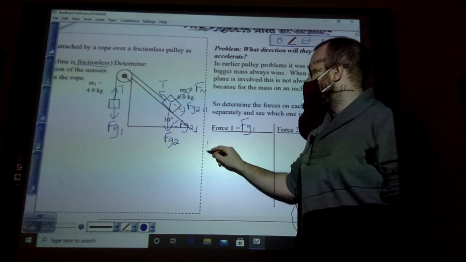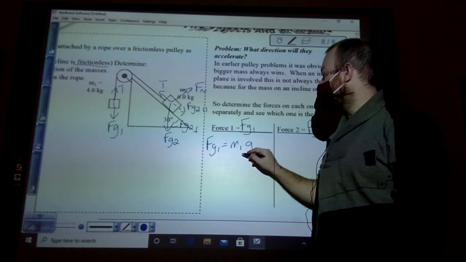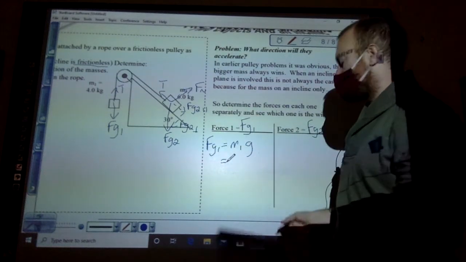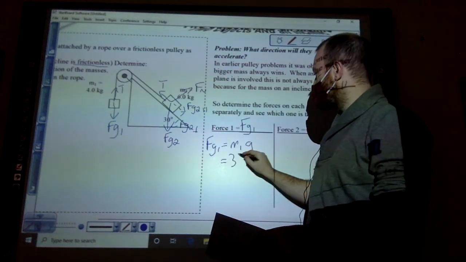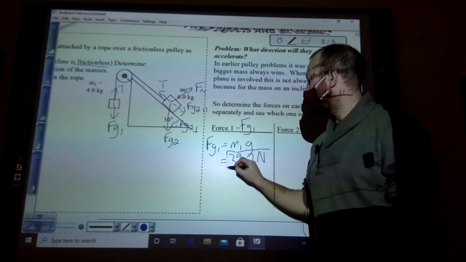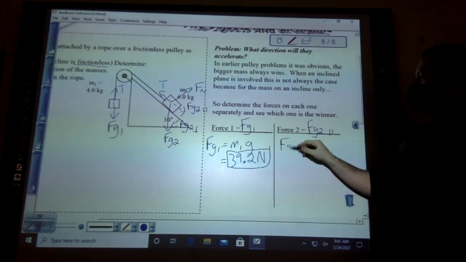So we can calculate these. FG1 is M1G, so I can calculate that. Mass 1 is 4, so when you do this, you get 39.2 newtons. And FG2 parallel.